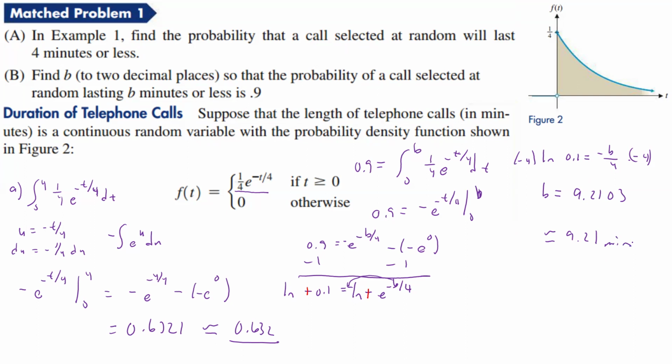All right. So in this case, we had to solve for what our minutes were. Here they gave us a probability, and we had to find our upper limit, and we found that it was 9.21 minutes. All right, let's stop there. We'll come back for some more.